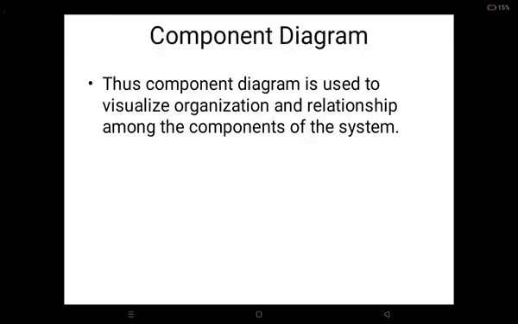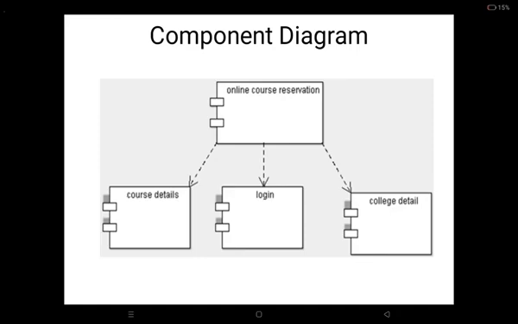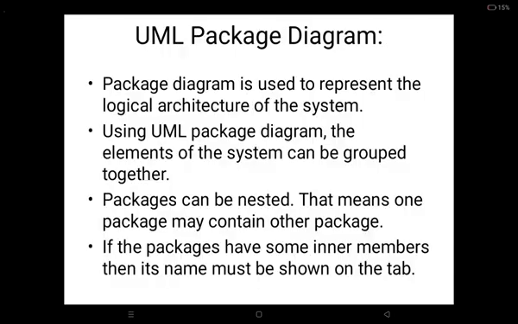The next diagram is the component diagram. See students, the component diagram also comes under the categories of structural UML. It is used to organize the relationships among the components. It shows only the component relationships. See the example of how a component can be represented in UML. This is the notation for a component. It shows only the relationship between the components.